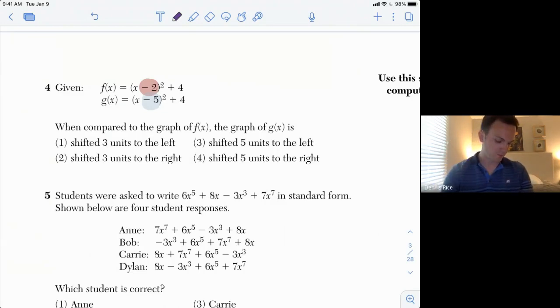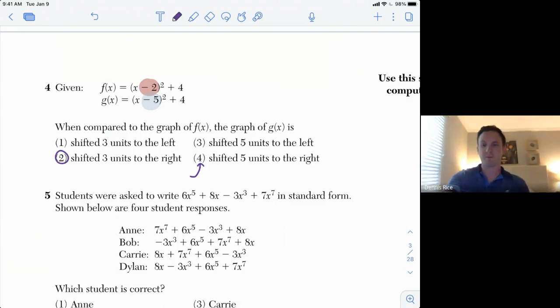Good. Now be careful here. I saw people put choice 4 as an answer when this exam was given. How does 4 make sense? Yeah, some people in here might have got it wrong.